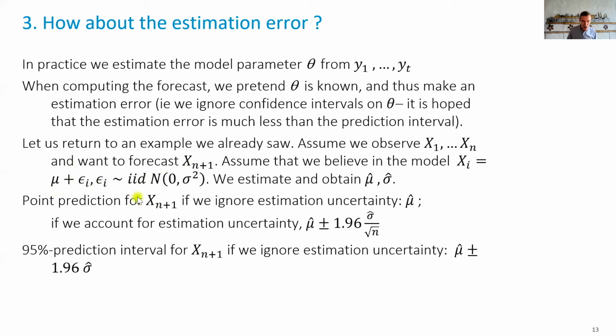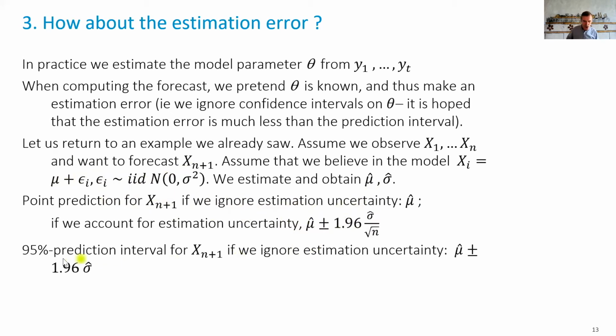Okay. Now I'm staying with my point prediction. My point prediction, if I want to be very accurate, is a bit uncertain because I don't know mu exactly, but I know that with probability 95%, the true mu is within this confidence bound. This is the confidence interval I obtained for mu. So this is the uncertainty about the point prediction.